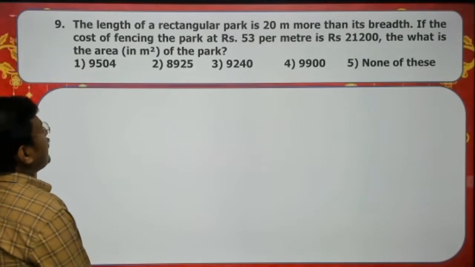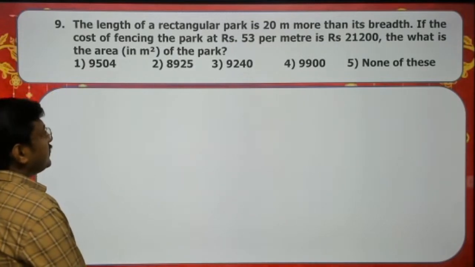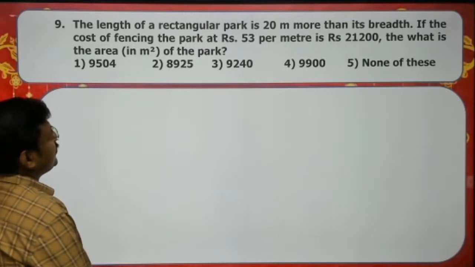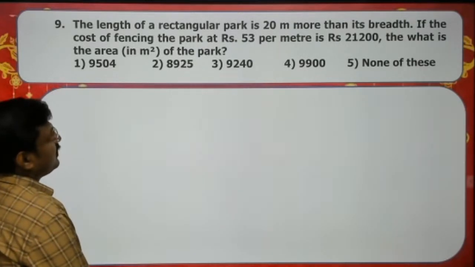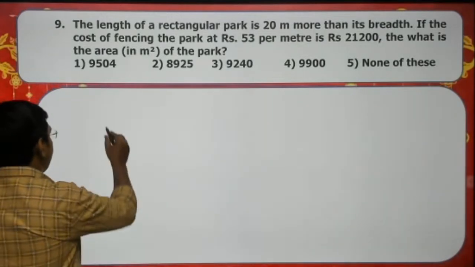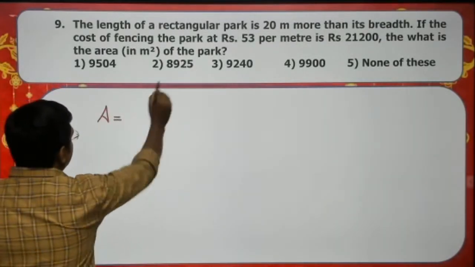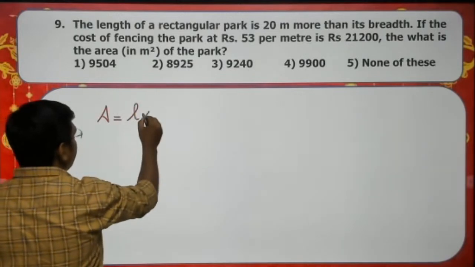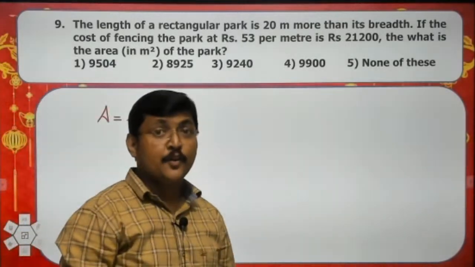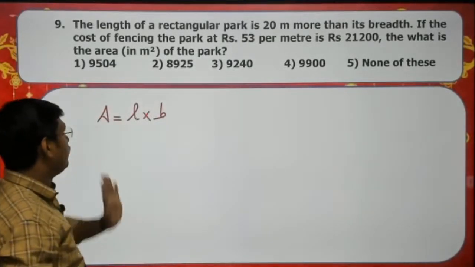The length of a rectangular park is 20 meter more than its breadth. If the cost of fencing the park at rupees 53 per meter is 21,200, then what is the area of the park? It is a rectangular shape, and to find the area we need to find L into B. If I assume the length as L and the breadth as B, then the area is L into B. So we require the value of L and B, right?